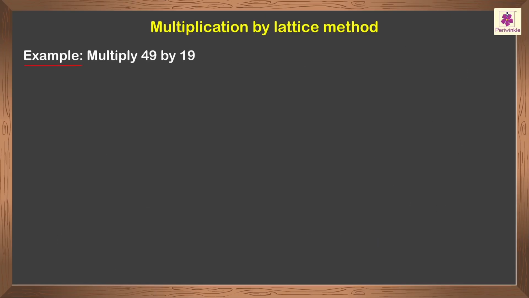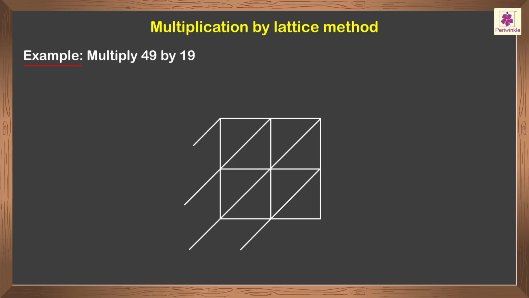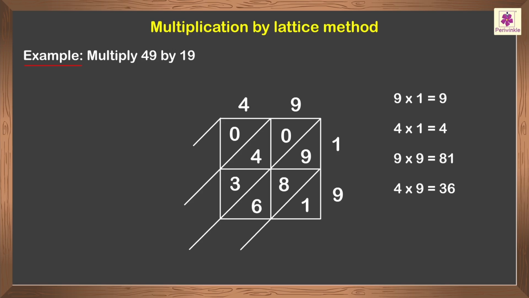Now, let us solve one more example. Here, as the multiplicand and multiplier have 2 digits, we draw a grid consisting of 2 columns and 2 rows. Next, draw the diagonals continuing a short way past the grid. Then, place the numbers in the grid. After the numbers are placed correctly, we calculate the product for each box in the grid.